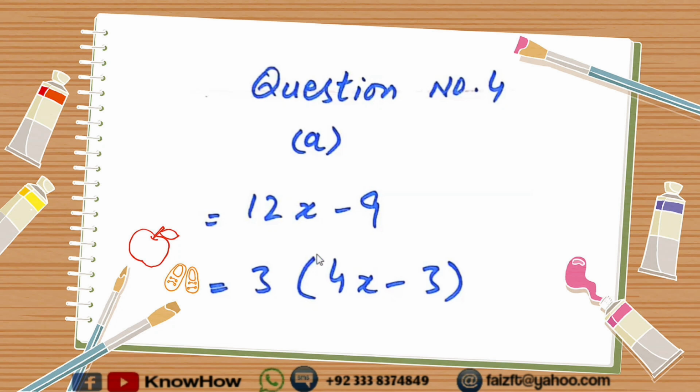Then you write the bracket and divide the first term by the common factor. 12 divided by 3 gives 4, so we write 4x over here, then the minus sign, and again divide the second term by the common factor and write the answer. So you can see that we have factorized 12x minus 9 into 3 bracket start 4x minus 3. Whenever we multiply this answer out, we will get the question back. If we don't get the question back, it means there is a mistake, and we have to check for that mistake.